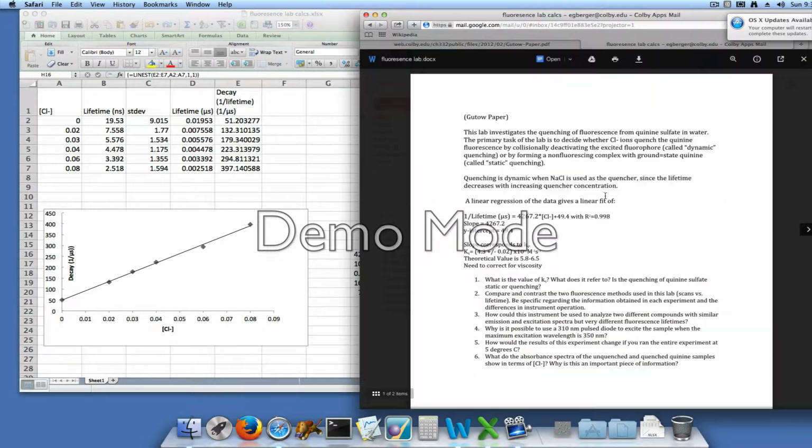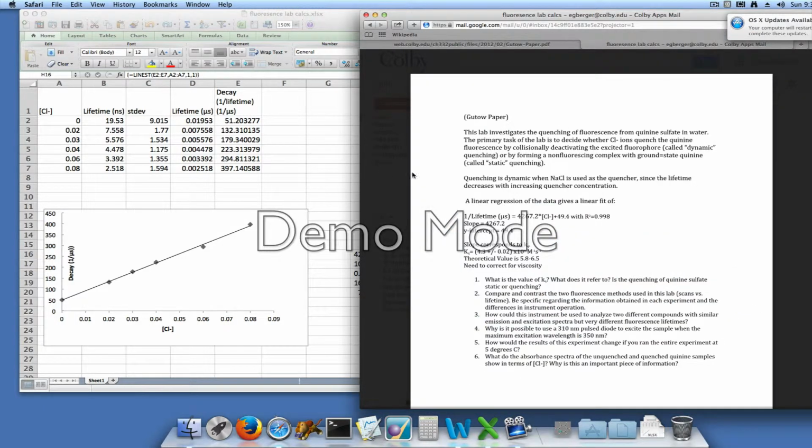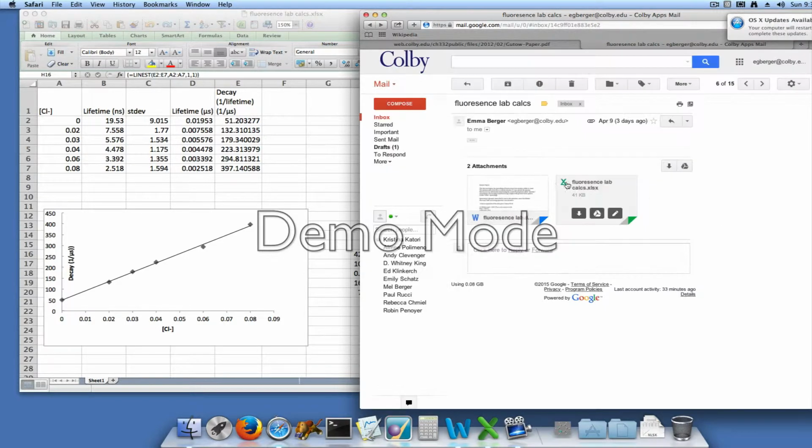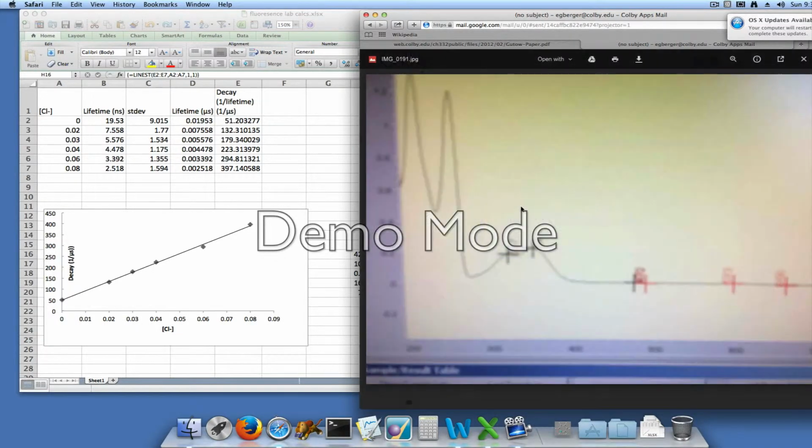The next question we want to answer is compare and contrast the two fluorescence methods used in this lab, scans versus lifetime. So this is the lifetime method of measuring fluorescence. We also did an absorbance spectrum of it, and this is the picture obtained. And this is really poor quality, but this peak is at 317 nanometers, and this peak is at 347 nanometers.